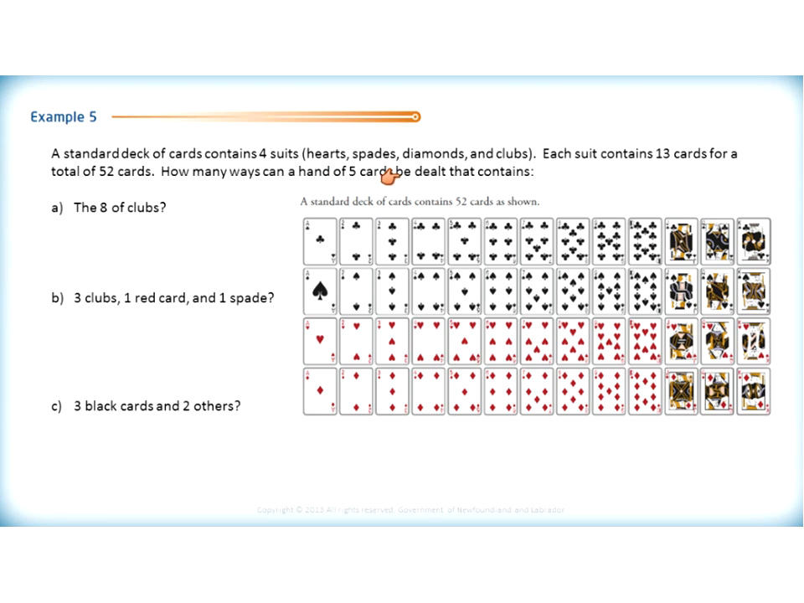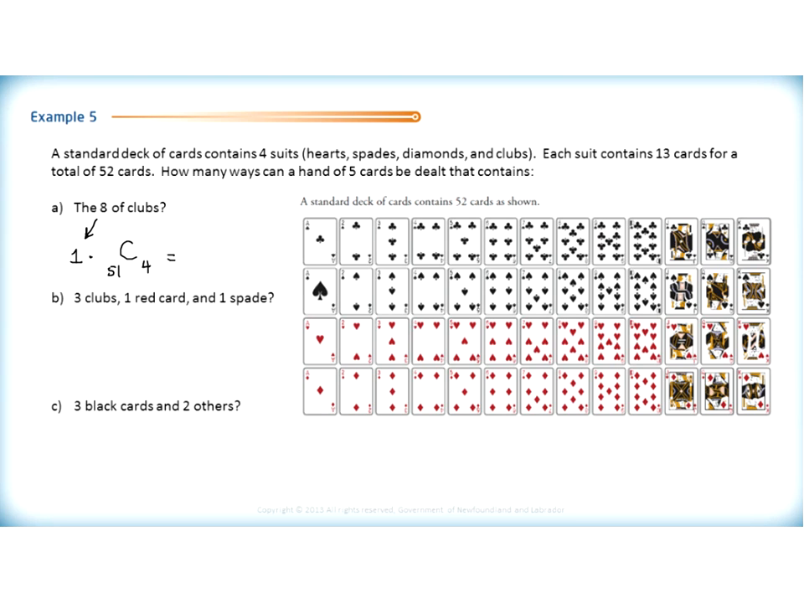How many ways can a hand of 5 cards be dealt that contains the 8 of clubs? If it contains the 8 of clubs, there's only one way of choosing that card. The other 4 cards must come from the remaining cards. How many cards remain? There are 51 cards remaining. So the other 4 cards must come from those 51.